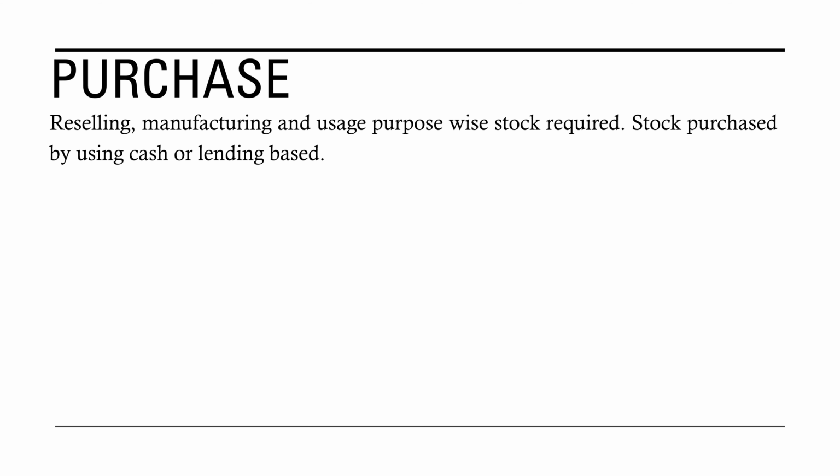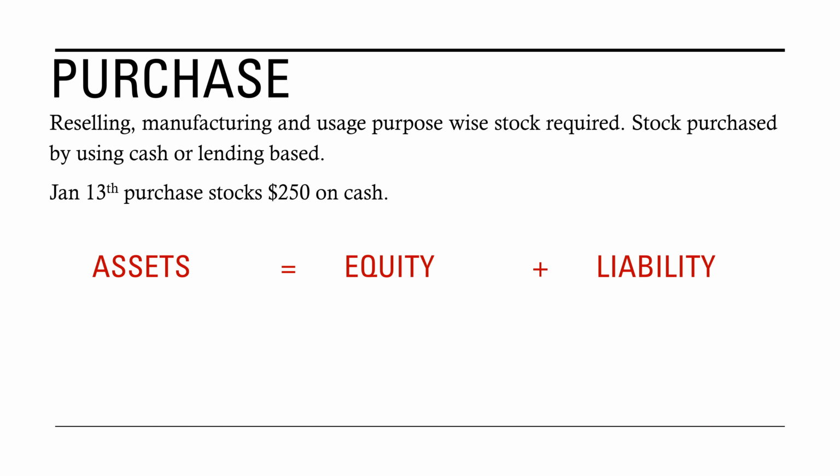Purchase. Purchase is a main expense of a business. The reasoning is that stock is required for manufacturing and usage purposes. Stock is purchased using cash or on credit. In the first transaction, on the 30th of January, stock was purchased for 250 cash. According to that, we need to identify that the amount of stock increases. That 250 amount of stock is increased.